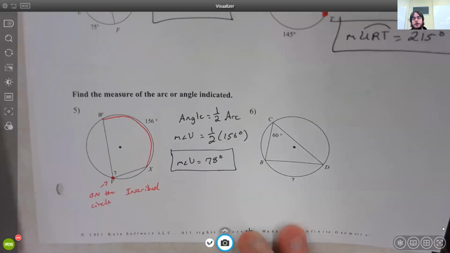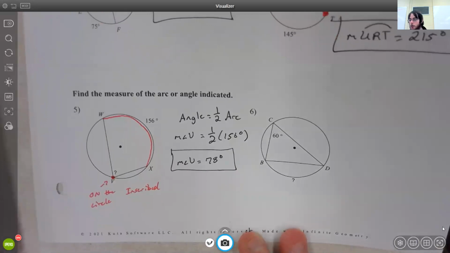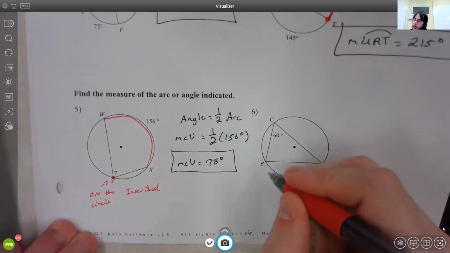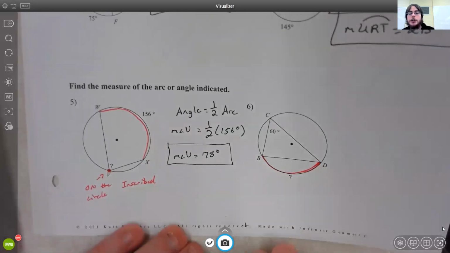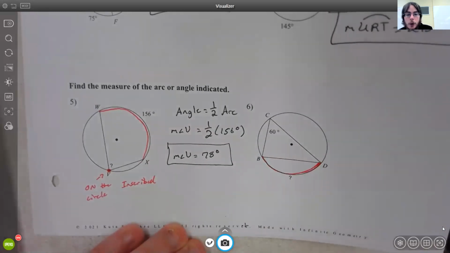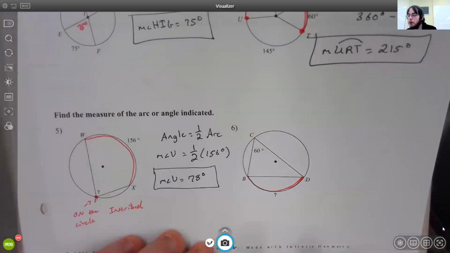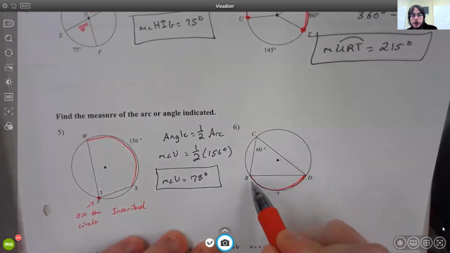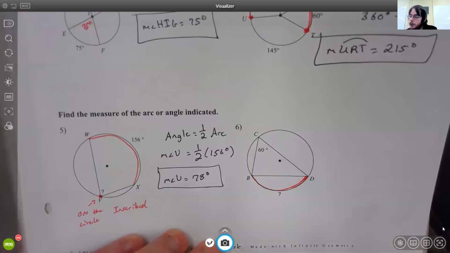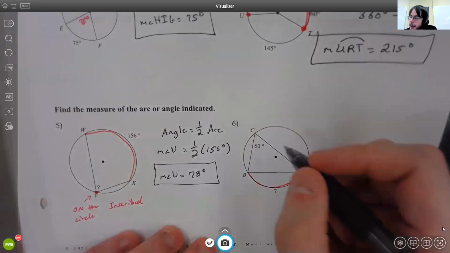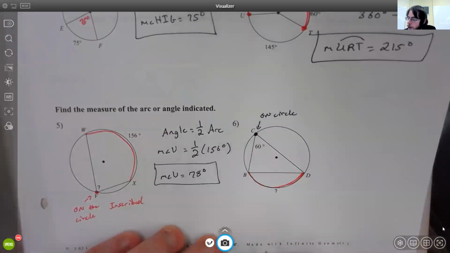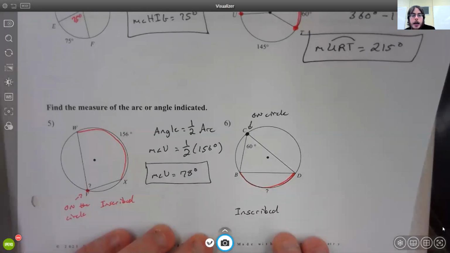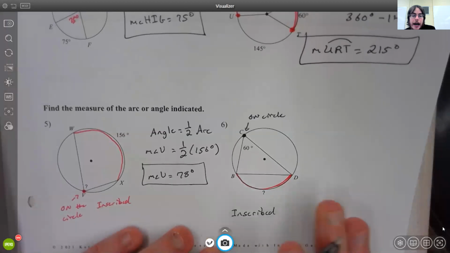Number 6, what do you want to find in number 6? Well, you have an arc here that you want to find, which is arc BD. And you'll also notice that you have a 60-degree angle here. That 60-degree angle is important because it is associated with this arc in some way. So let's figure out what type of angle that is. Our vertex is on the circle, so this would be an inscribed angle. And we know that the angle is equal to half of the arc.